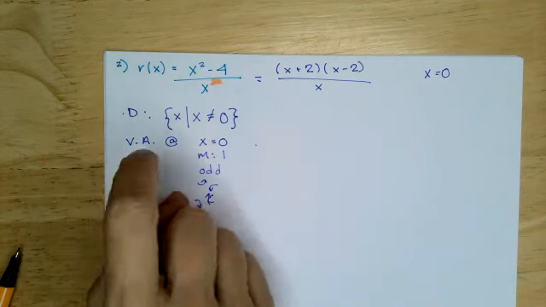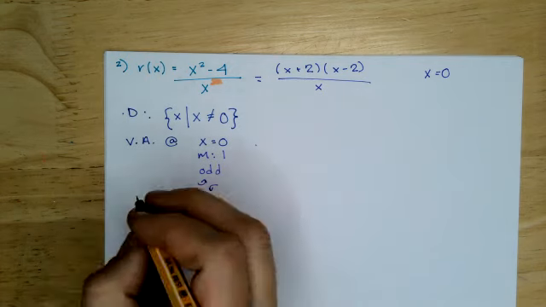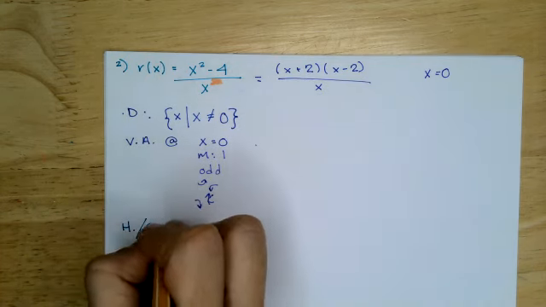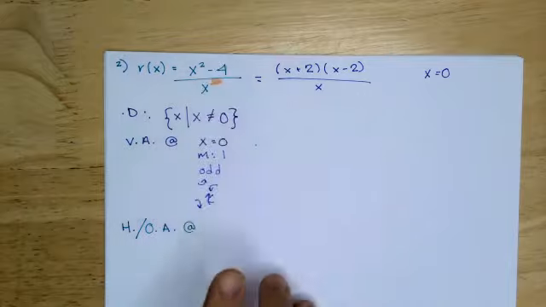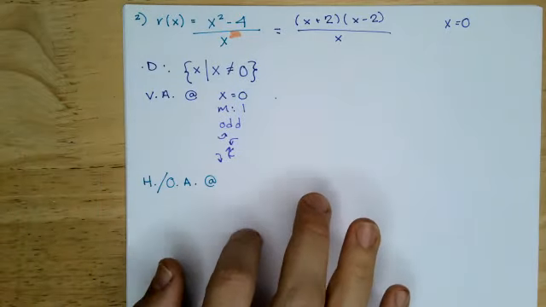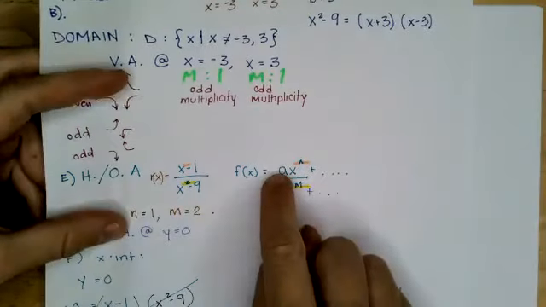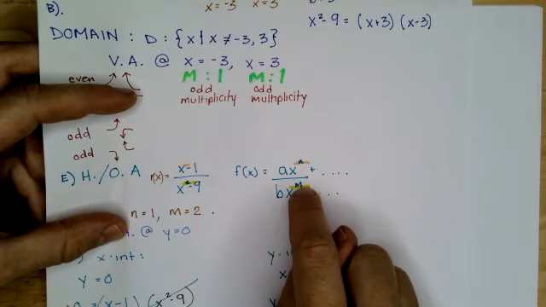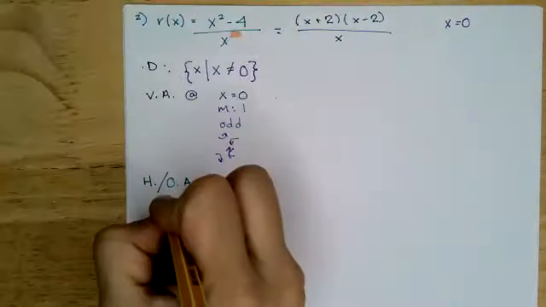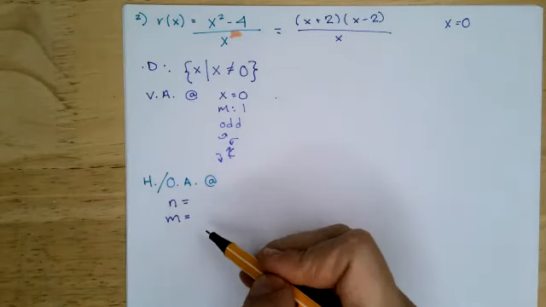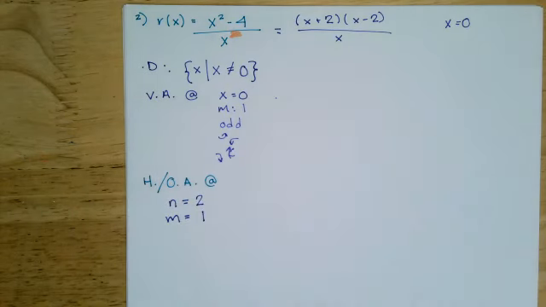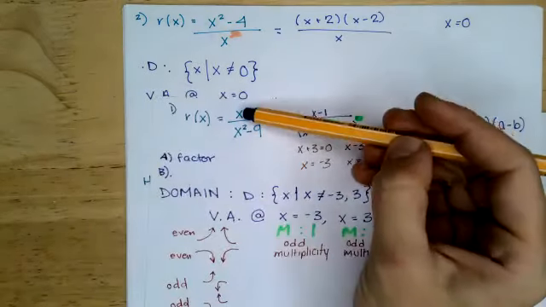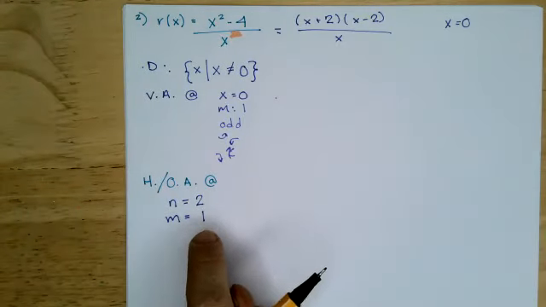Good. After that, so we found the domain, we found the vertical asymptote. We now want to find the horizontal asymptote or the oblique asymptote. What you want to do for the horizontal or oblique asymptote is, in the standard form, take n and take m and analyze them. So you have f of x equals ax to the power of n over bx to the power of m. What is your n and what is your m? So n, m, right? My n is 2. My m is 1. The opposite of what it was before, because for our first example, n was 1, m was 2. Now we have n is 2, m is 1.